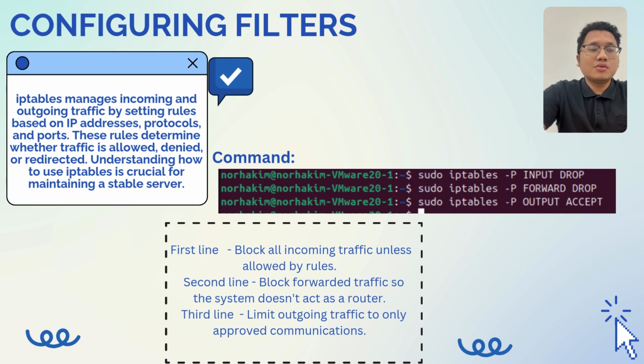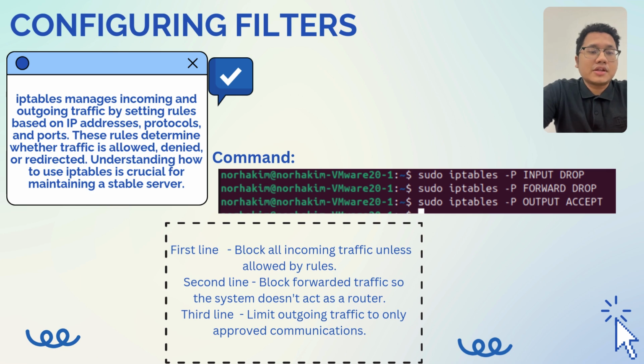We continue with configuring filters. iptables manages incoming and outgoing traffic by setting rules based on IP address, protocols, and ports. These rules determine whether traffic is allowed, denied, or redirected. Understanding how to use iptables is crucial for maintaining a stable server. Let us look at the commands.